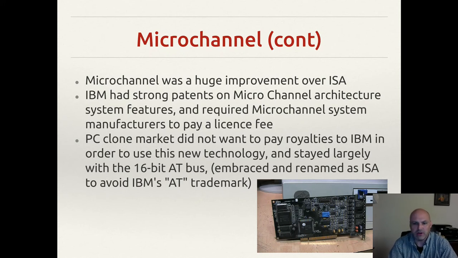IBM held on to Micro Channel for quite a while. The rest of the world obviously needed to move on from ISA because ISA wasn't cutting it anymore. It was very, very slow. It was an antiquated technology, but they didn't want to adopt Micro Channel, and IBM had made a strong decision that they were not going to go with the herd again.